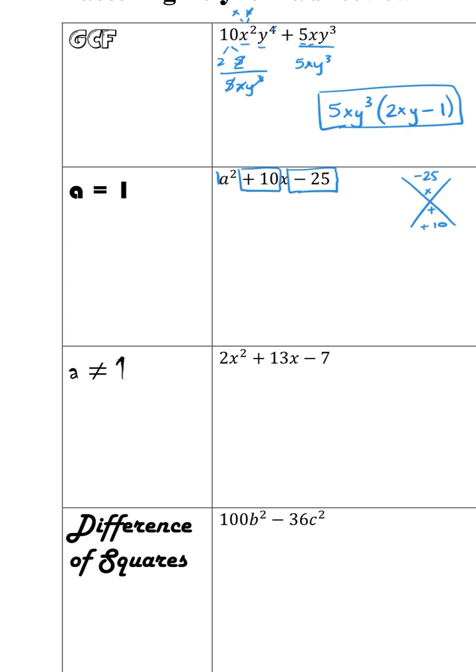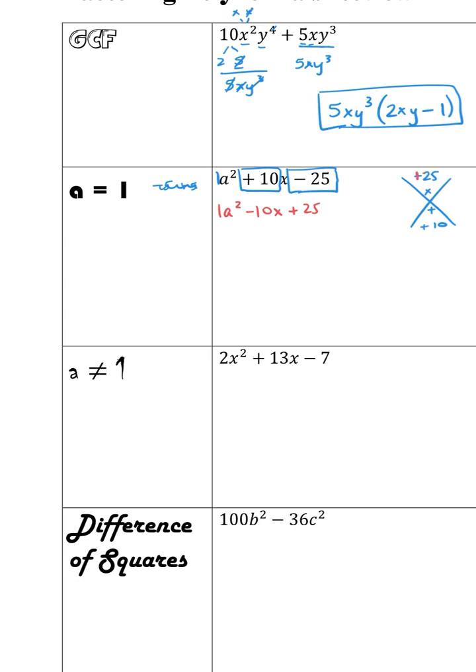So 25, let's see. If I do -5 times -5, that's going to give me +25, so that's not going to work. I feel like these are backwards, that they should have been a different way. Okay, I think that this is written wrong. I'm going to rewrite it. I think this should be 1a squared minus 10x plus 25.